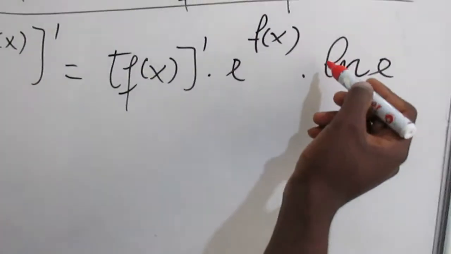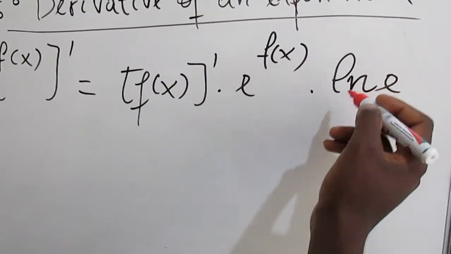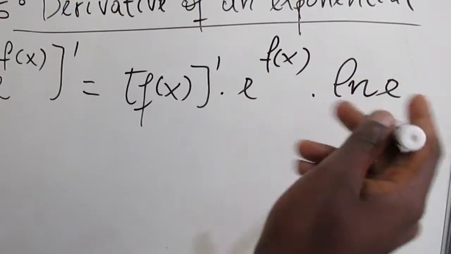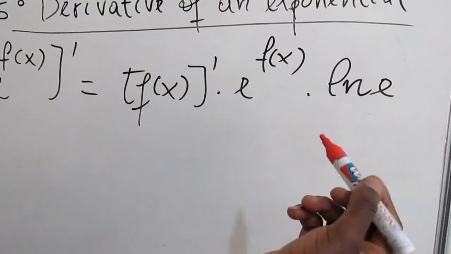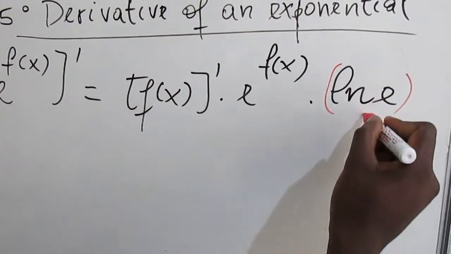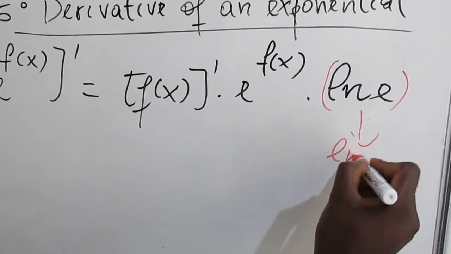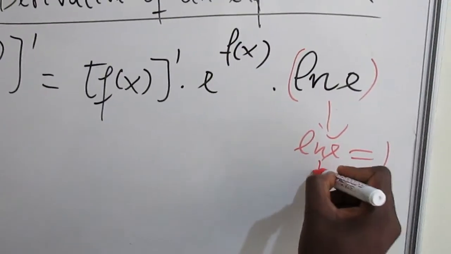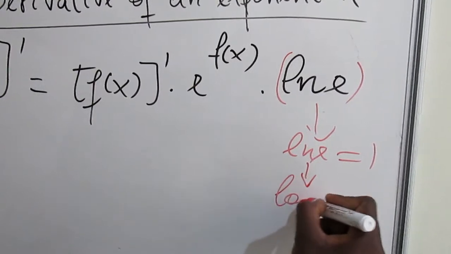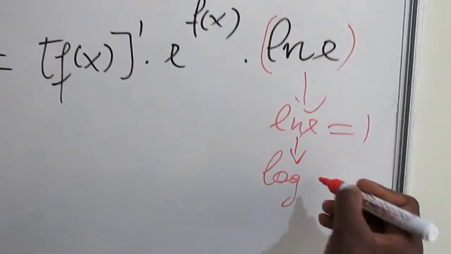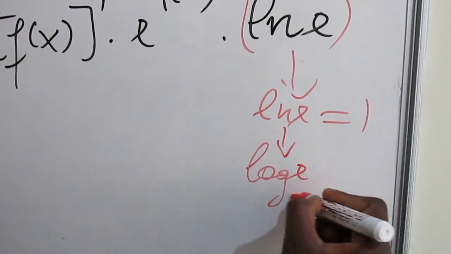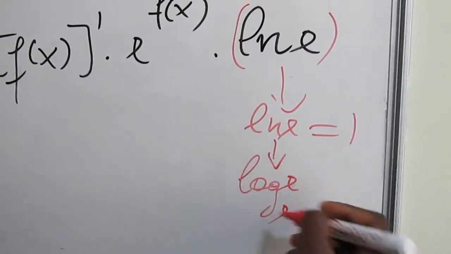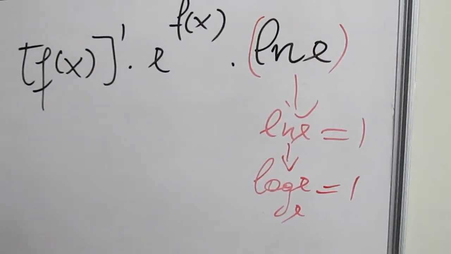So guys, the reason why I insert this ln of e is because you have to know that there is a ln of e that people don't put, because it's 1. So it's a special case. Ln of e will always be equal to 1. In some books they can write it as log of e base e. So when we see this, it's 1 already.